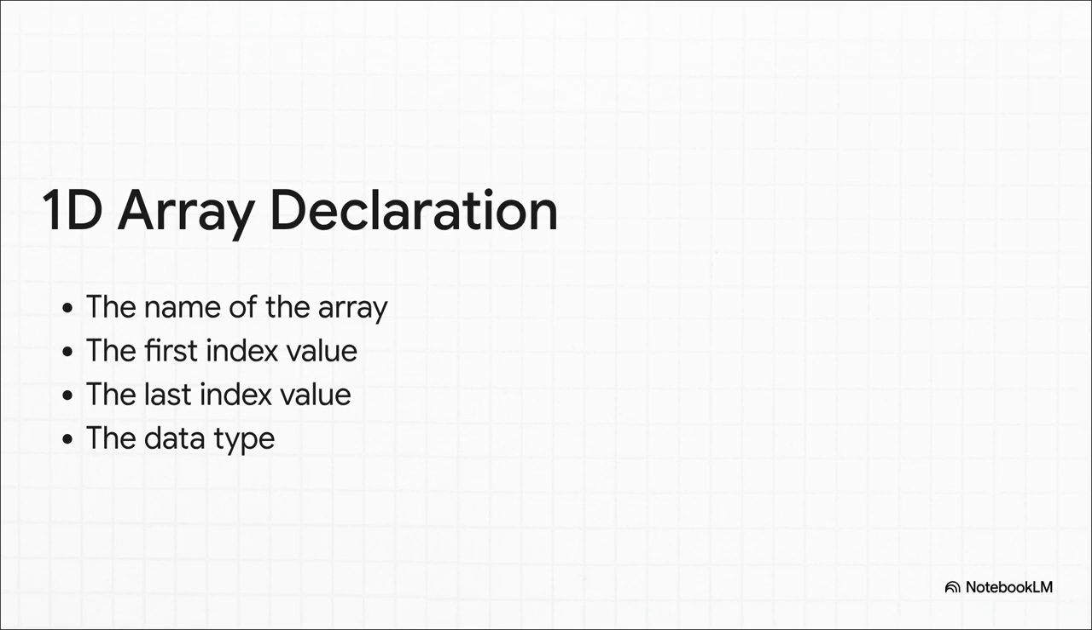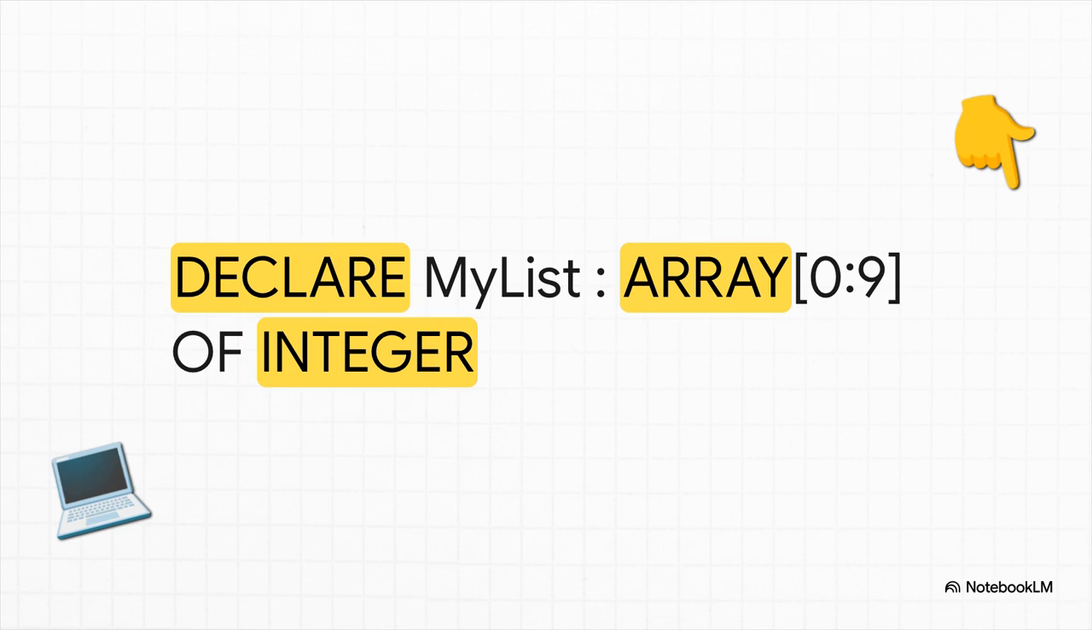So when you're telling a computer, hey, build me one of these things, you have to give it 4 key details. First, the name, in our case, my list. Second, the starting index, which in programming is almost always 0. Third, the last index, which is 9 for us. And finally, you have to tell it what kind of stuff it's going to hold. Here, it's integers. And this right here is what that instruction looks like in pseudocode, which is kind of like a simplified universal programming language. See? It spells everything out for the computer. Declare an array, name it mylist, make the slots from 0 to 9, and make sure it holds integers.